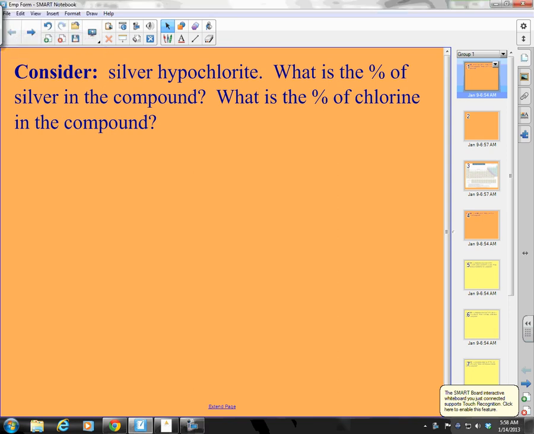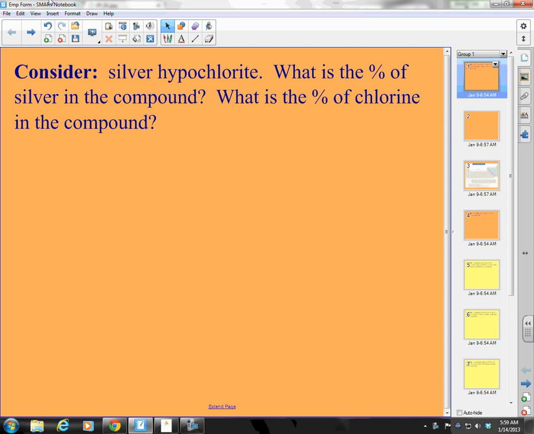Welcome, everybody. We are in our discussion about the mole and stoichiometry. We finished the mole last time, so let us move on to some more calculations we can do with the mole. Consider silver hypochlorite. What is the percent of silver in the compound? What is the percent of chlorine in the compound?